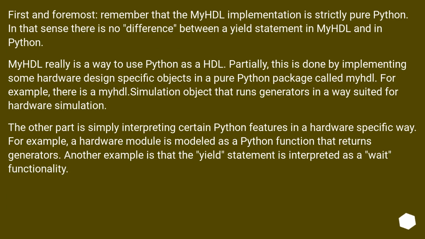First and foremost, remember that the MyHDL implementation is strictly pure Python. In that sense, there is no difference between a yield statement in MyHDL and in Python. MyHDL really is a way to use Python as a HDL. Partially, this is done by implementing some hardware design-specific objects in a pure Python package called MyHDL. For example, there is a MyHDL Simulation object that runs generators in a way suited for hardware simulation. The other part is simply interpreting certain Python features in a hardware-specific way. For example, a hardware module is modeled as a Python function that returns generators. Another example is that the yield statement is interpreted as a wait functionality.